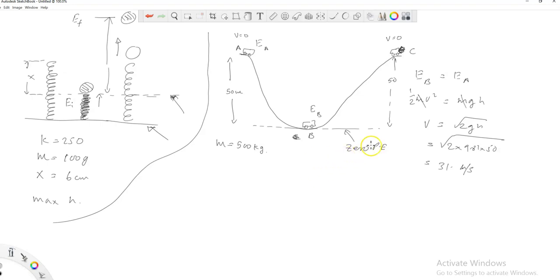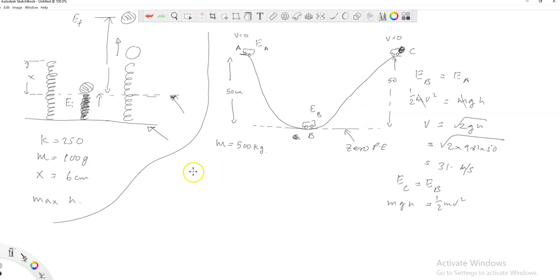You can do the math starting with the total kinetic energy here and write another equation. You can say EC equals EB, so this will be mgh, this will be half mv squared. Do the math and find what the height is. You see it's going to rise to 50 meters. Now we're going to make some changes.